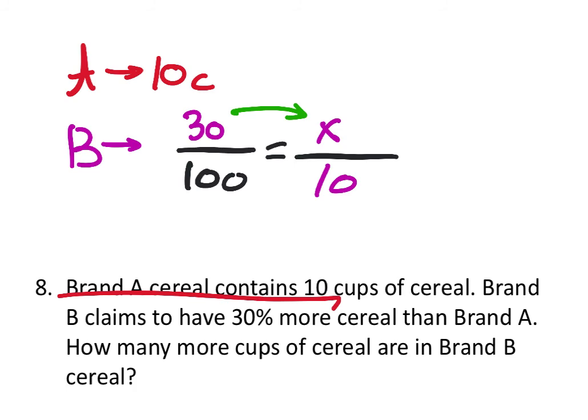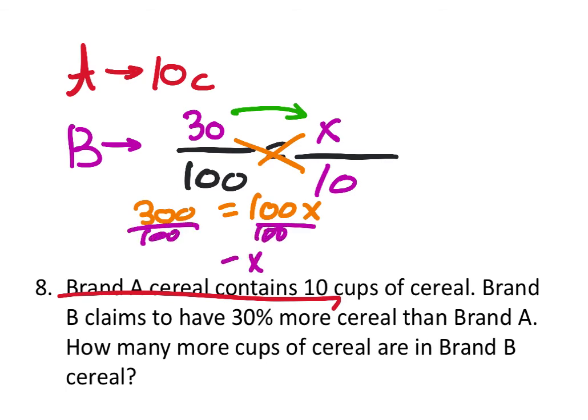Now, some of you guys may be thinking, well, I used 130%, and that would work. It's just going to tell you the total amount right away, right? And yeah, for some of you guys already know it's 13. That's fine. Now, however you solve this, doesn't really matter. Fish method, cross multiplication. I use cross multiplication now. So 300 equals 100x. Divide both sides by 100. And you get x equals 3, right? So this is 3. So 30% more means it's 3 cups more cereal.